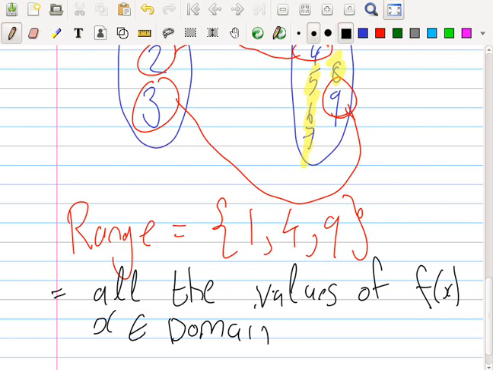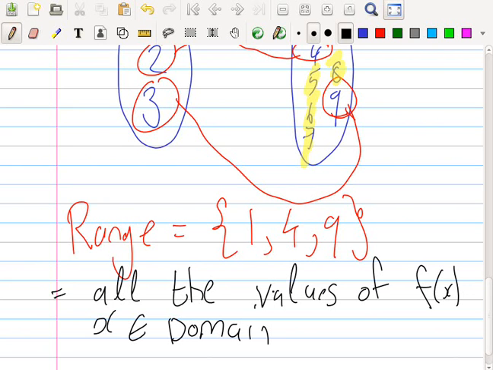So range is basically the collection of the possible answers you could get from your function when you put in different elements from your domain. So the two key words for the first worksheet are domain and range. Domain is the values that go into it, and the range are the values that come out of it.